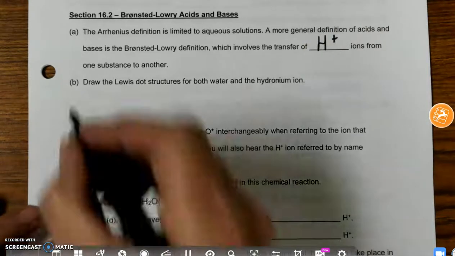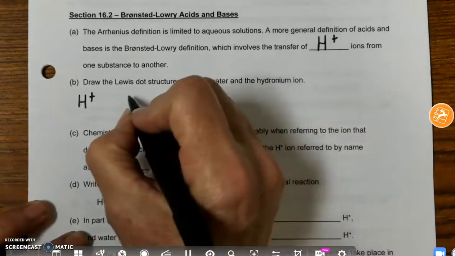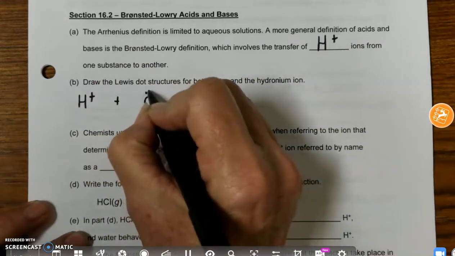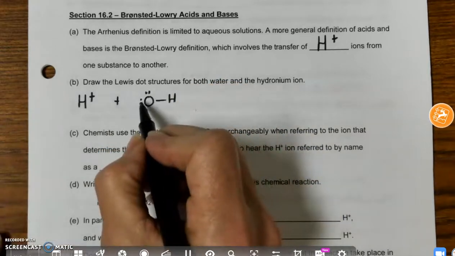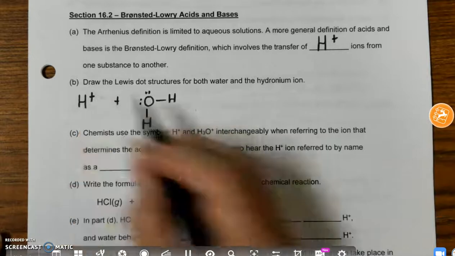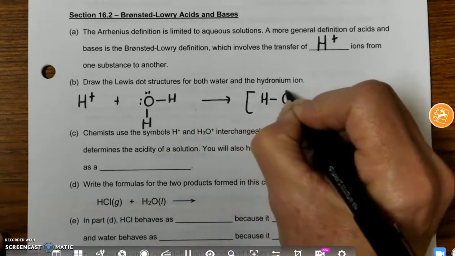So let's start with something really simple that you're going to see a lot. A hydrogen ion and water. Now, water has the unshared pair of electrons, so it can snatch up that hydrogen ion and make what's called hydronium ion.